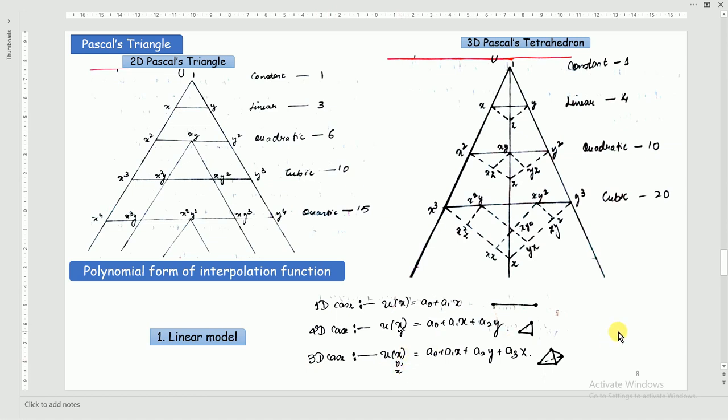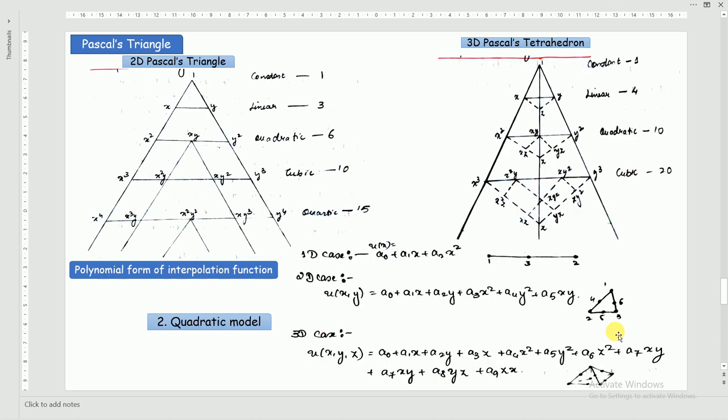For quadratic, we'll see in the next slide. I'll move on to the next slide. I'll share the notes with you later. Now similarly here, see here, quadratic model. It means you're increasing the order of the polynomial. It means higher order elements. For higher order elements, I've told you in the previous class, in the types of elements, higher order elements are those which are having mid nodes.